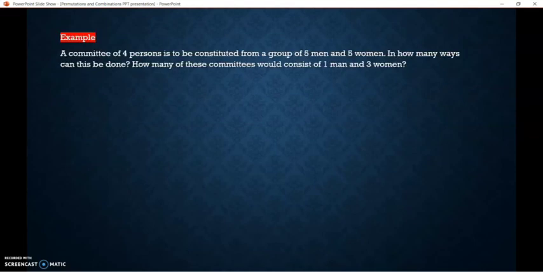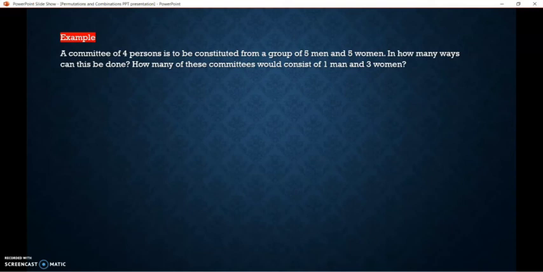The first problem here is, I want to form a committee of 4 persons from 5 men and 5 women available. First of all, in how many ways can this be done? So how many committees can I have from this availability of 10 people, in which the committee should consist of 4 persons? And in how many of these committees will there be exactly 1 man and 3 women? This is what I want to find out.